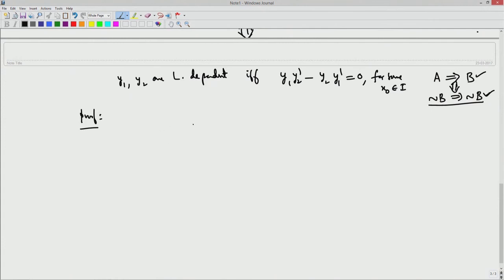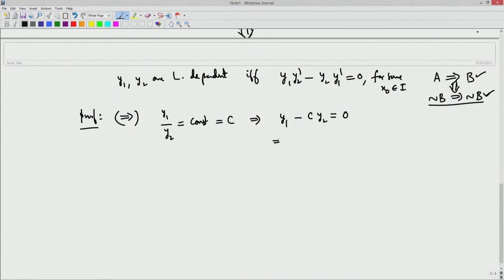If we rewrite it in a straightforward way like this, we can prove it nicely. So start with: they are linearly dependent. We will prove from this side, assuming that y1 y2 are linearly dependent, then we will show that this quantity is 0 at some point. Linearly dependent means they are parallel. That means y1 by y2 is a constant. Let's call this some c. That implies y1 minus c y2 equal to 0.